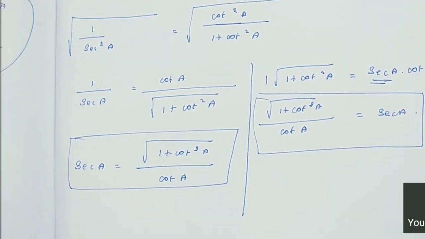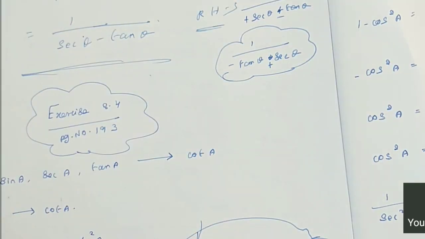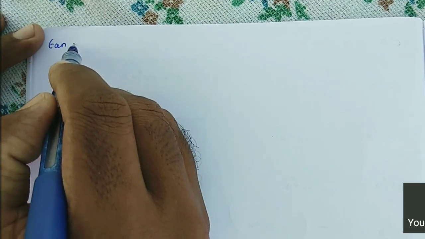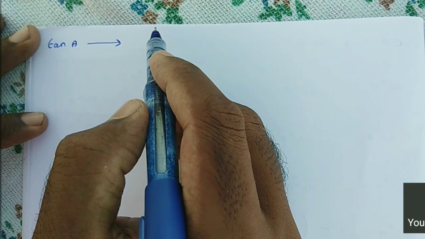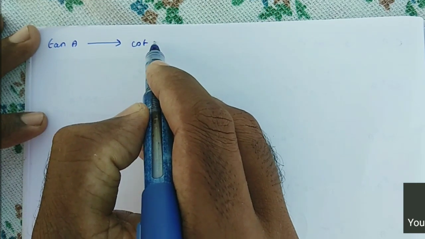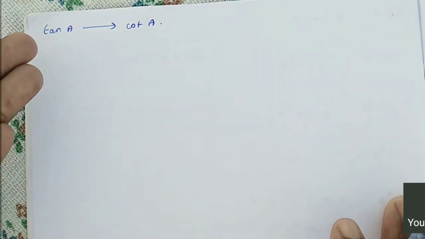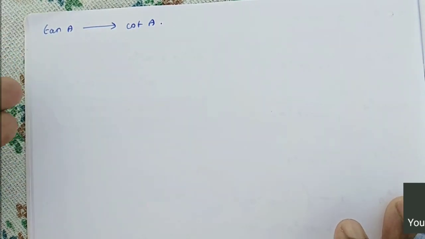Very good. Super. Next one. What are they asking here? Tan to cot. We should write tan theta in terms of cot. Obviously we know that we have a lot of relations between tan and cot, right? There is a reciprocal relation, 1 by cot.